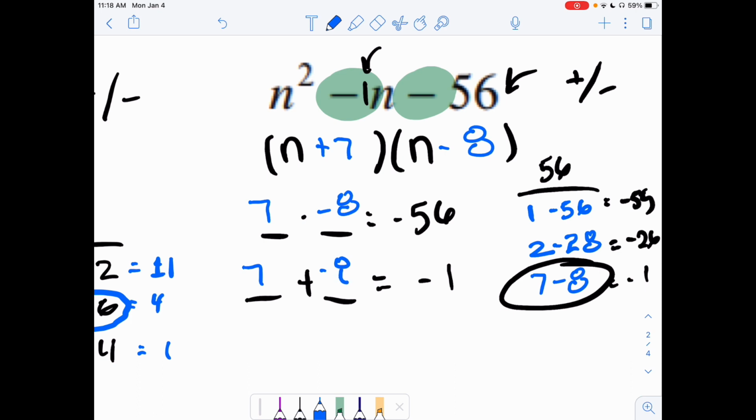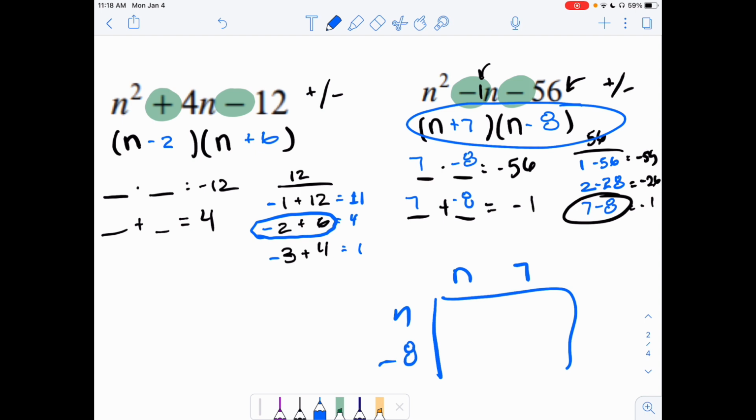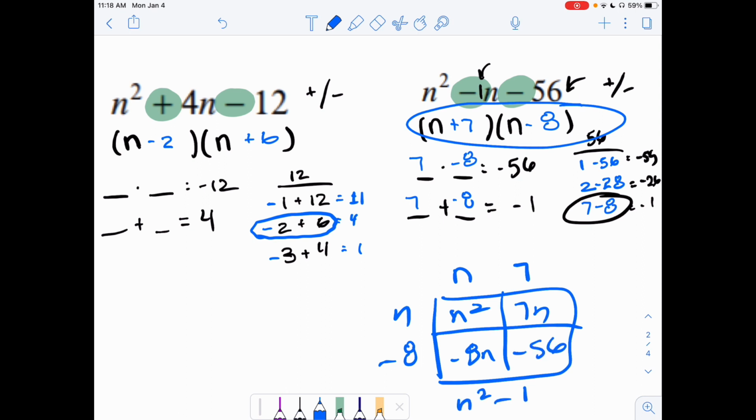If you're not sure if you factored correctly, you can always take your two binomials and multiply them together using the box method. And you'll see if you factored correctly, because your trinomials should match.